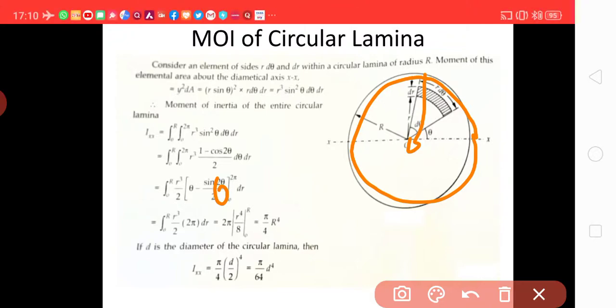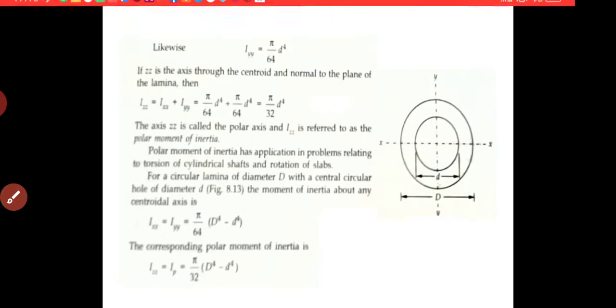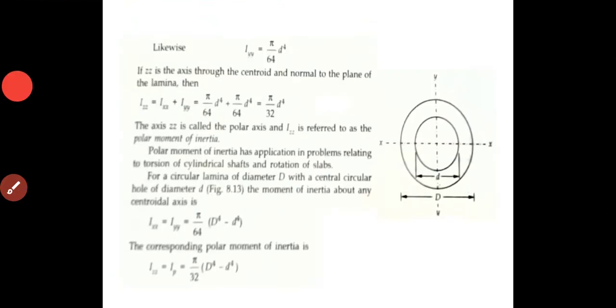If d is the diameter of this circular lamina, then replacing r by d, it becomes Ixx equal to pi by 64 d to the power 4. Likewise, you can take for the y-axis that Iyy equals pi by 64 d to the power 4.